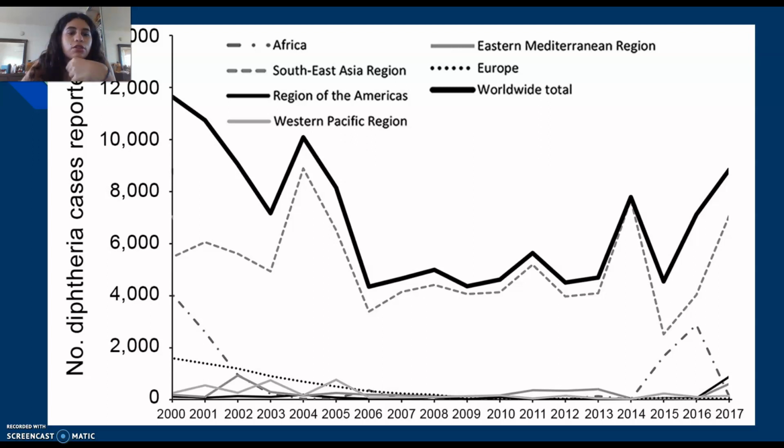This is another graph, and this shows the diphtheria cases reported throughout the years also, but it gives the regions that the cases are most reported in. So the thick bold line is the worldwide total. Then we have the Southeast Asia region, which is the most common area where diphtheria does reoccur. We have Africa, Europe, the Western Pacific region, the Eastern Mediterranean region, but as you can see, the most important part is that the area where diphtheria does reoccur mostly is the Southeast Asia region, especially in the areas of Africa.